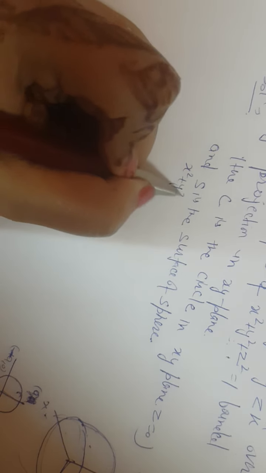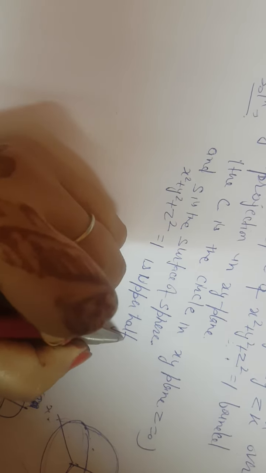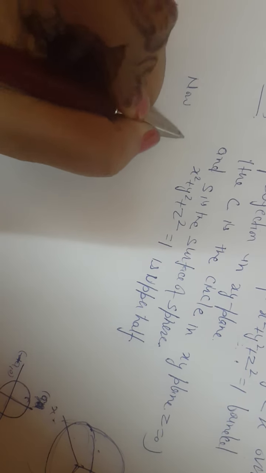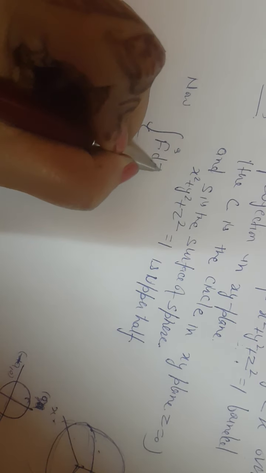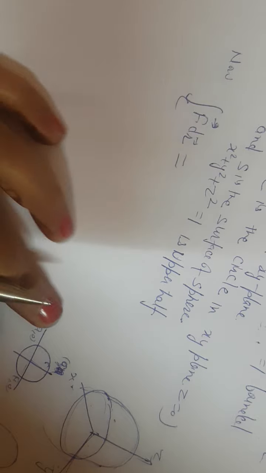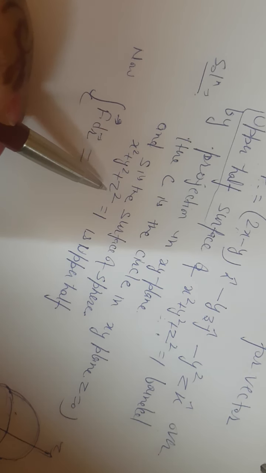The equation of the sphere is x² + y² + z² = 1, and z ≥ 0 gives the upper half surface. Okay, only the upper half surface of the sphere. Now you have to take ∮F·dr. F is given to you, so what is F?